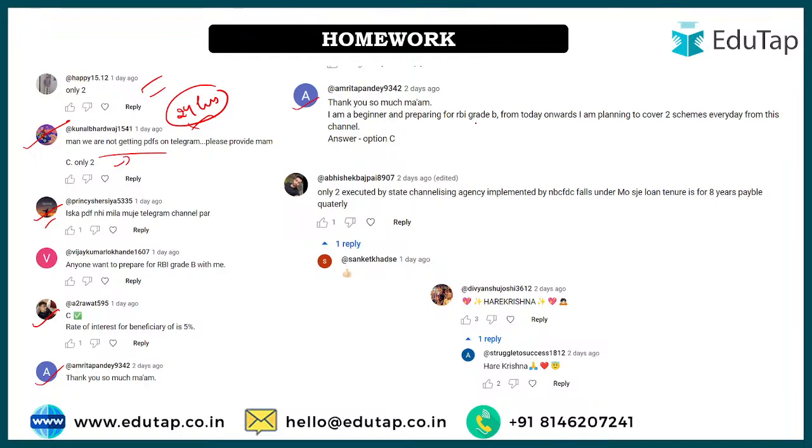Amrita, I'm a beginner, I'm preparing for RBI Grade B from America. Yes, Amrita, it's actually a very good strategy to initially start with just 2 schemes, otherwise it will be overwhelming for you to memorize the data, and once you have the practice, then for revision you can come up with more schemes. And yes, you said the right answer. Then Abhishek said the right answer with proper explanation. And Divyanshu Joshi, Hare Krishna.